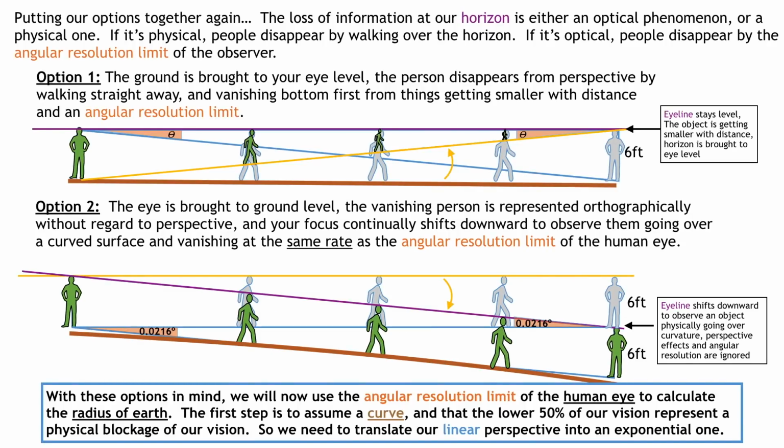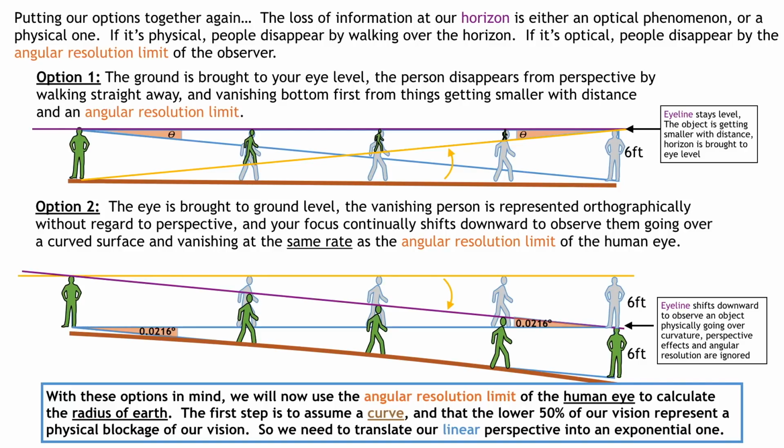And again, putting it together so you can see them side by side, the loss of information at our horizon, just to restate our argument, is either an optical phenomenon or a physical one. If it's physical, they disappear by walking over the horizon. And if it's optical, people disappear by angular resolution limit of the observer.